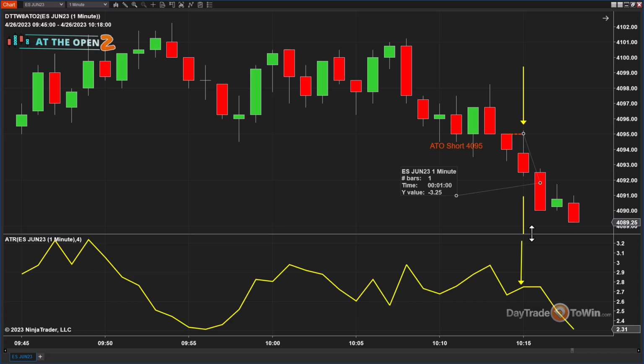Now you can trail a stop. You could. It's up to you. But we're looking at once and done. Get in, get out, be done, shut down the computer. And that is what the At the Open 2 software is doing for us. This method has been traded for many years, and I think that it's one of the best price action strategies that exist.